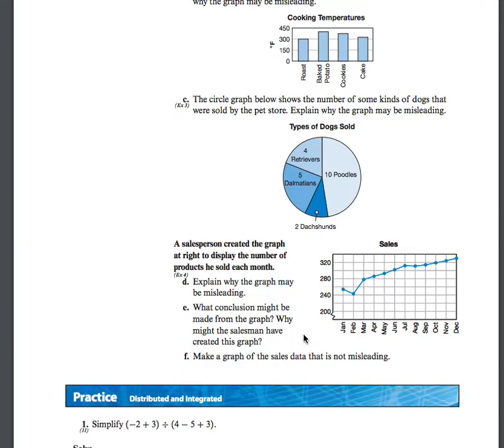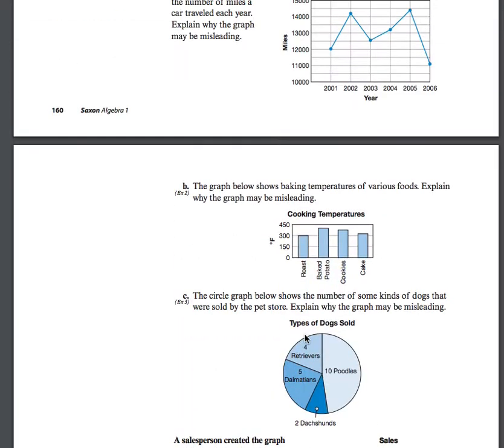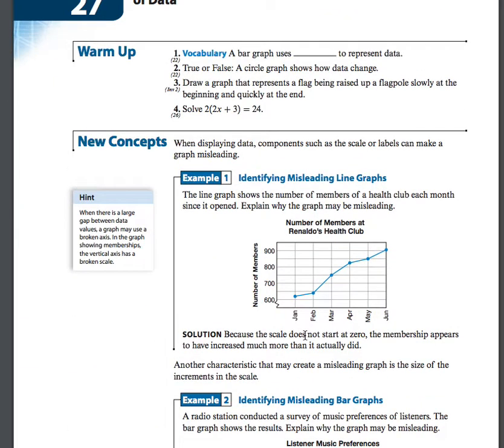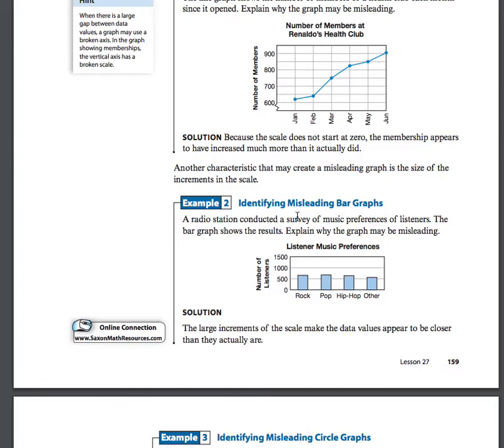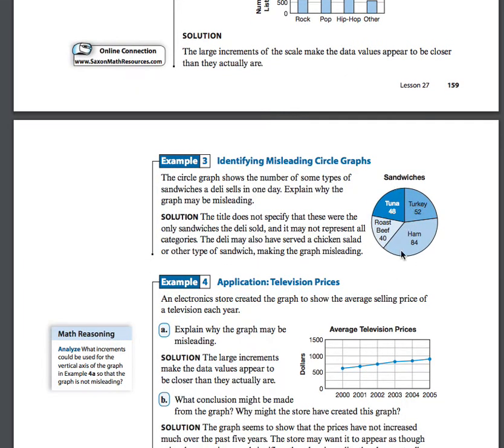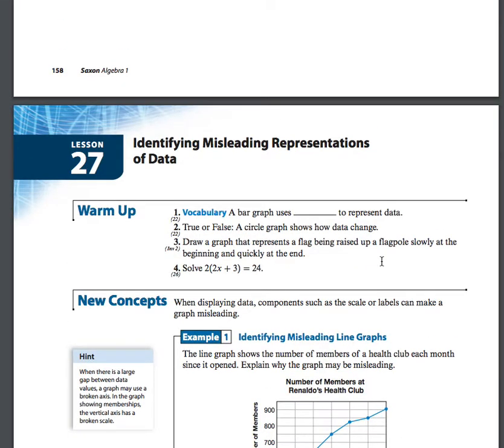Hopefully that helps you with understanding misleading portions of graphs. One quick review. Misleading parts of a line graph: broken scale, increments are too large. Misleading part of a bar graph: the increments are too large, and it doesn't allow you to distinguish between the different data points. In a circle graph, you need all parts to be represented so that the percentages are not skewed or misleading. That should help you solve your practice problems.